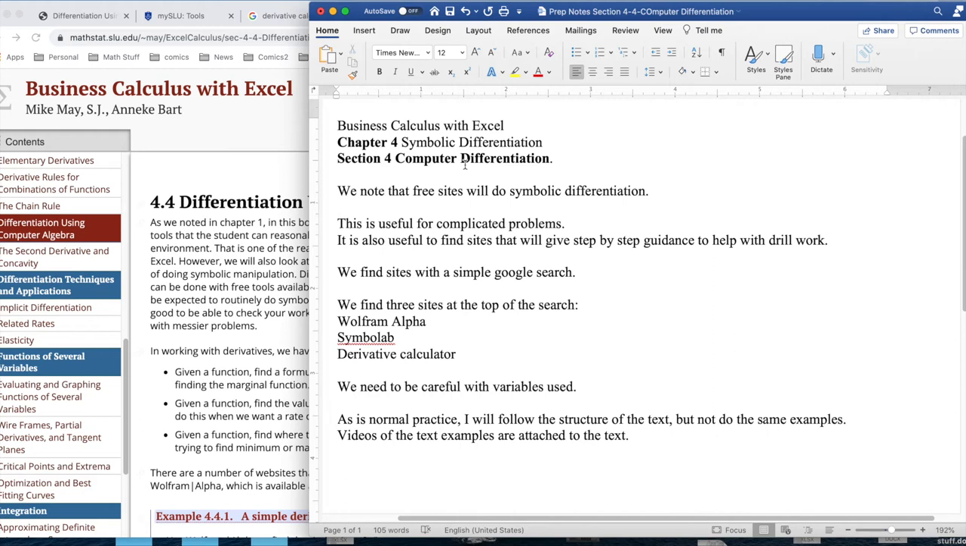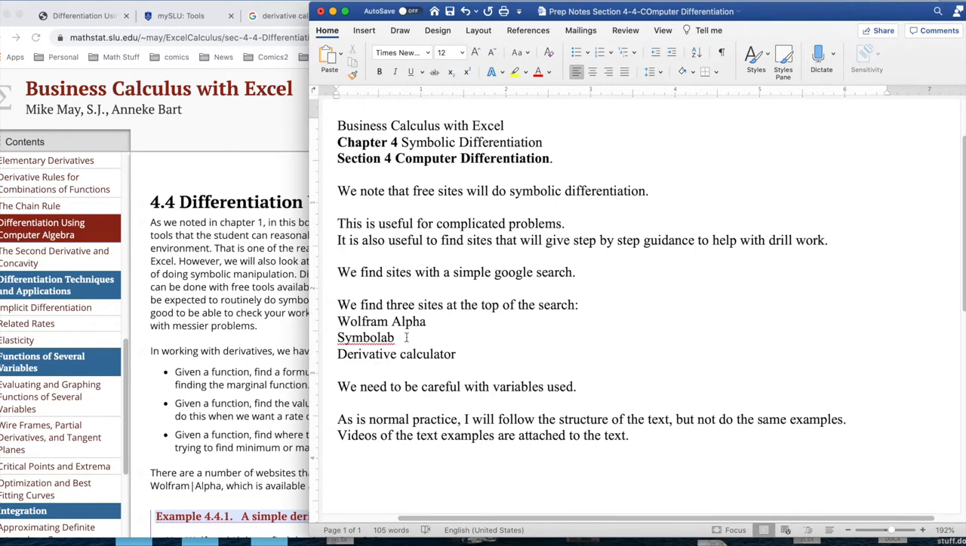Good morning. Today we're looking at Section 4, Computer Differentiation, out of Chapter 4, Symbolic Differentiation, out of Business Calculus with Excel. We will note that there are free websites that do symbolic differentiation. It's useful for complicated problems. It's also useful when you're learning, to get step-by-step guidance on how to do drill work.